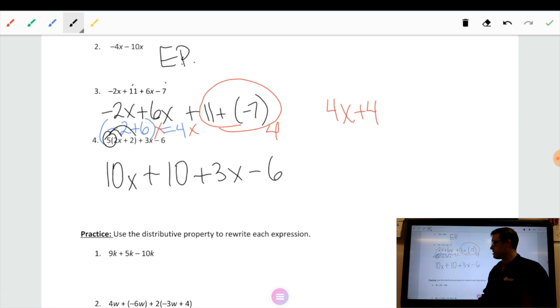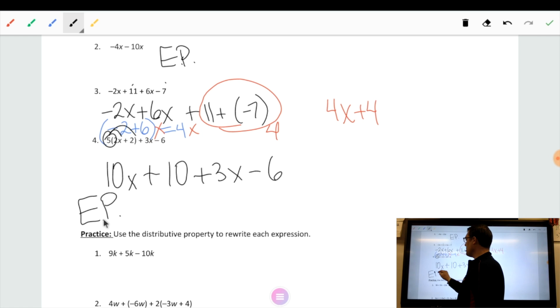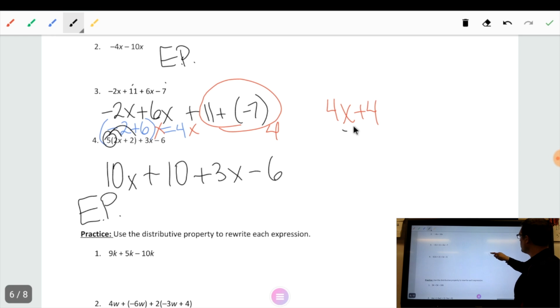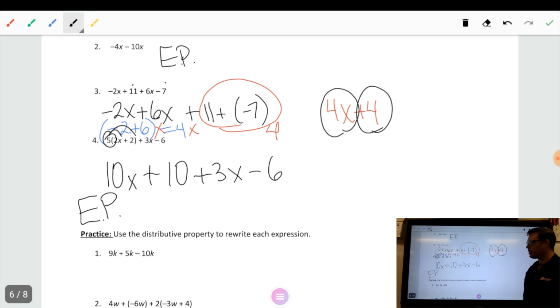Your job, extra practice, fully simplify this. Combine like terms, make sure that everything is in simplest form. Lead with x at the beginning and then the number at the end, like how I did right here. Lead with x and then the number at the end. Put it in that order.